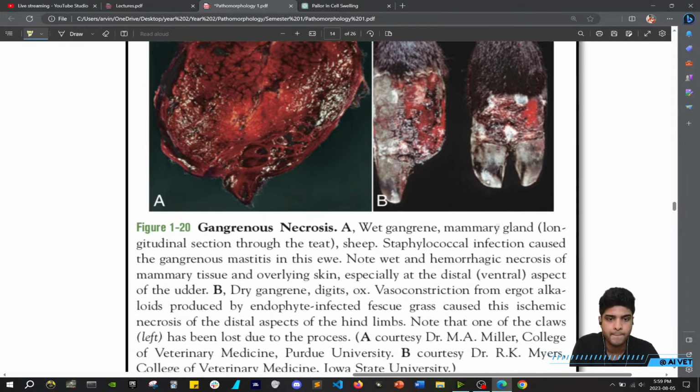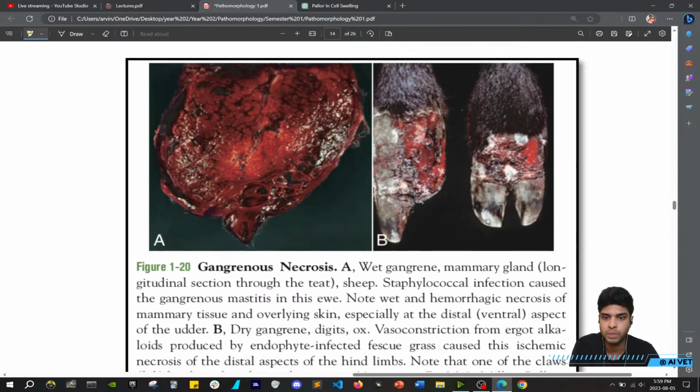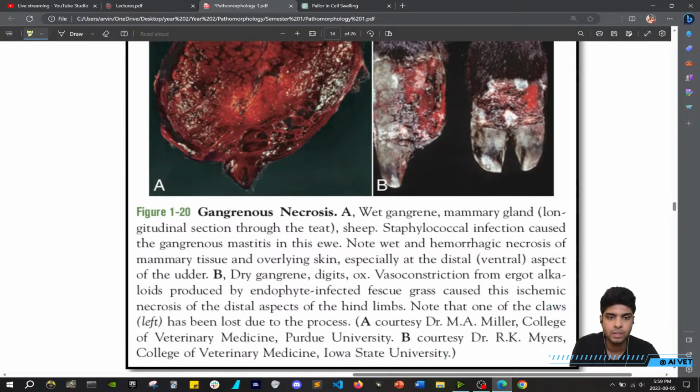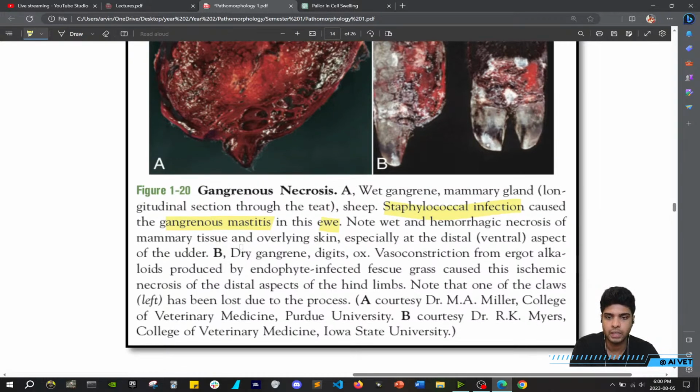This is a mammary gland of a sheep. These are the teats, by the way. So this entire mammary gland is having gangrene because of the staphylococcal infection, causing gangrenous mastitis in a ewe, a female sheep. Okay, dry gangrene.